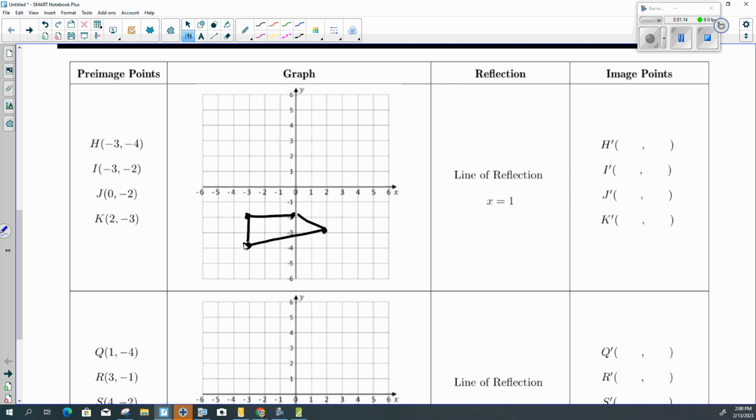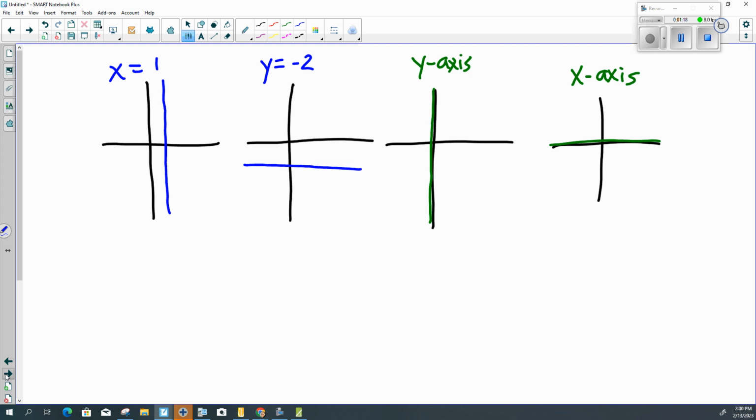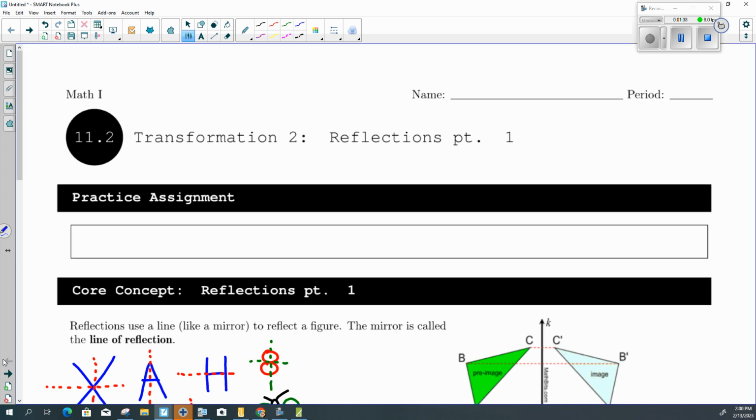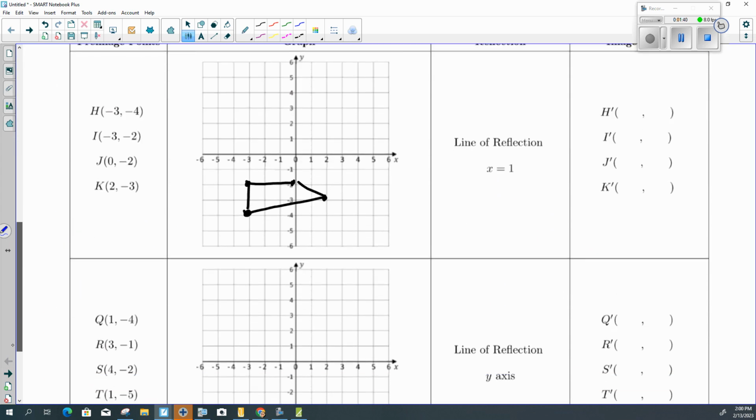X equals 1. All right, there's something that's kind of confusing. If I say x equals 1, it looks like this. If I tell you that the axis of symmetry is just the x-axis, it goes the other way. So there's something kind of confusing about this concept. So here's how I think about it. If it says that the line of reflection is x equals 1, I'm going to go to where x equals 1.